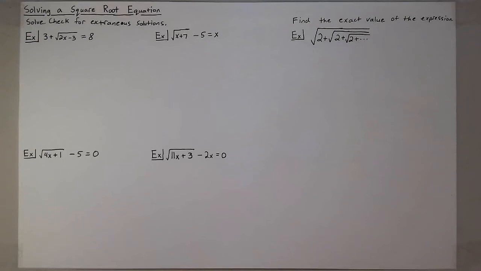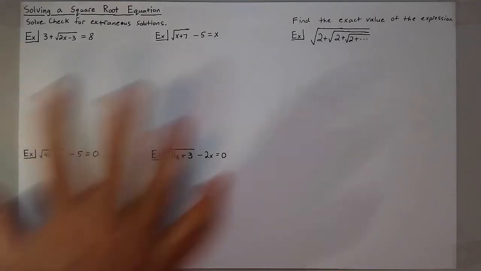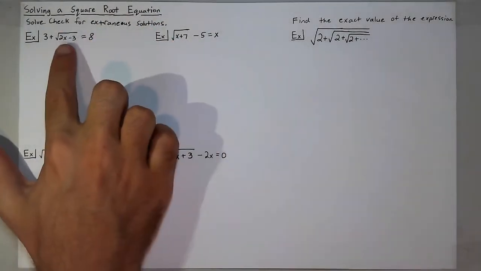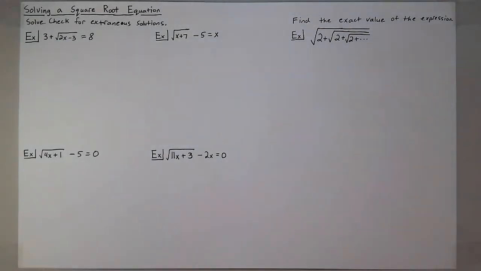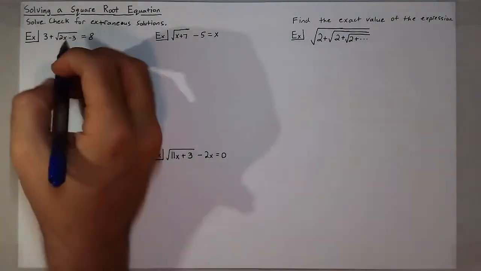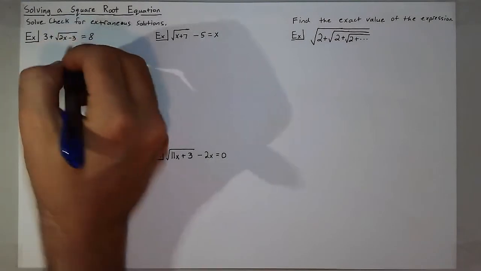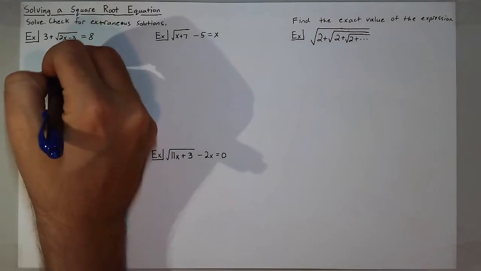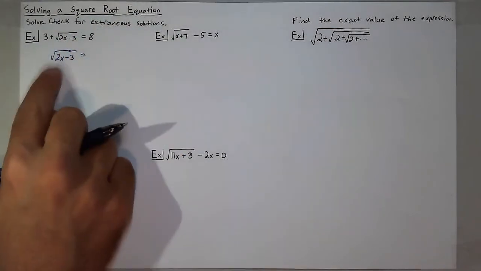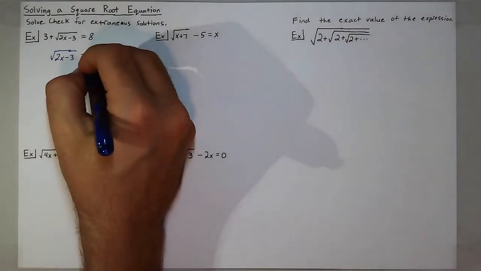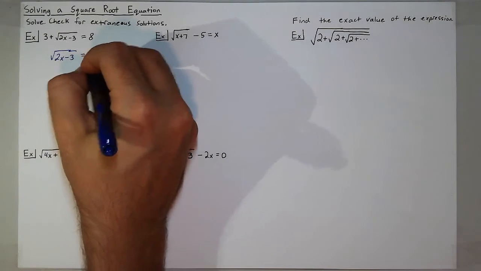In this video, we're going to learn how to solve a square root equation. Now, the key to solving square root equations is to isolate the square roots and then square both sides of your equation. So for the first example, we're going to subtract 3 from each side first. So the square root of 2x minus 3 is isolated on one side of the equation. So we have the square root of 2x minus 3 is equal to 5.